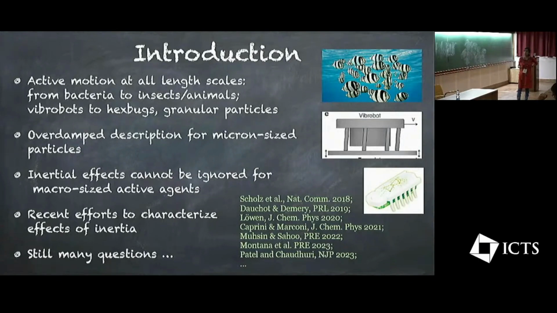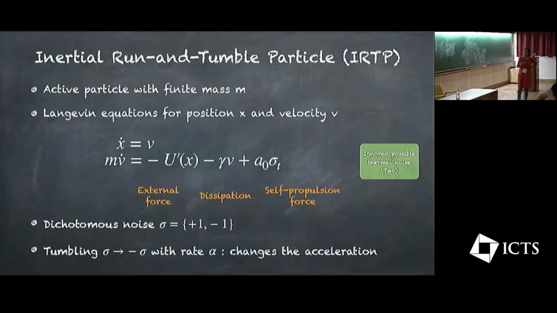And recently there has been a concerted effort to characterize effects of inertia in active motion. However, there are still many questions which are unanswered. So yesterday Mamata talked about inertial AOUP. And today I'm going to talk about another well-known active particle model, the run-and-tumble particle, and what happens when we include inertia in it. So this is the model.